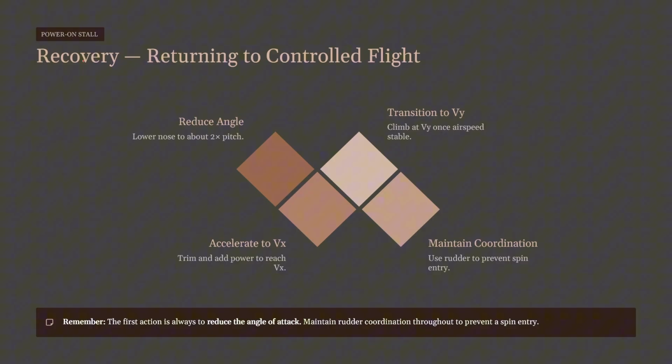Alright, now let's recover. When the stall occurs, the first and most important step is to reduce the angle of attack. So gently lower the nose to about the 2x pitch attitude to break the stall. Once the airplane recovers and the wing starts producing lift again, allow the airspeed to increase to VX, and then transition to VY. Okay? And begin climbing back to your original altitude and heading that you had set before the maneuver.